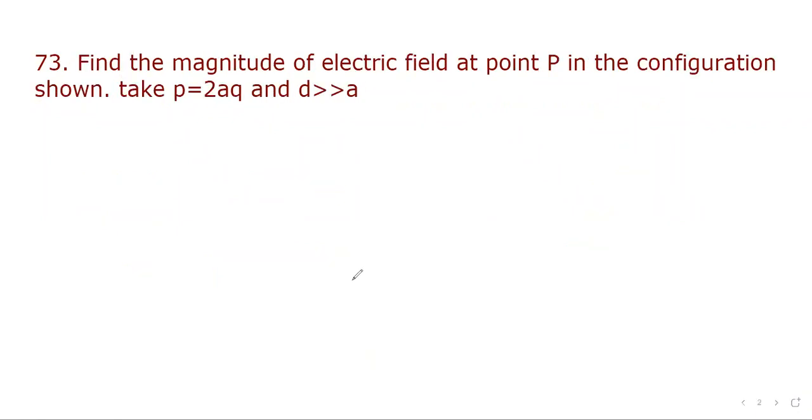Now consider the second question, question number 73. Find the magnitude of electric field at point P in the configuration shown. So there are three configurations. The first is like this. There is one charge Q here, and point P lies just above it at distance d. We have to find the electric field at point P. So E will be equal to Q divided by 4 pi epsilon naught d square.